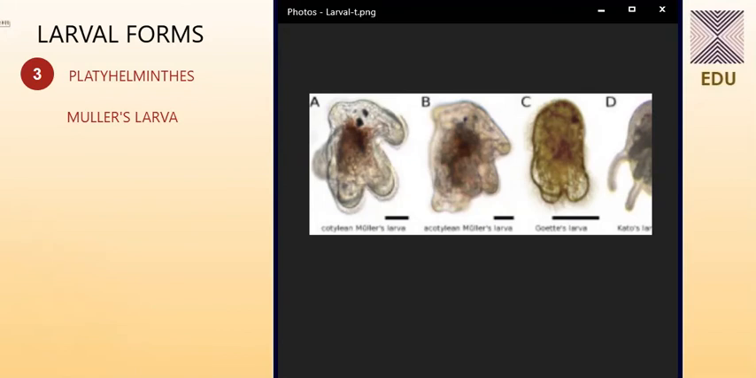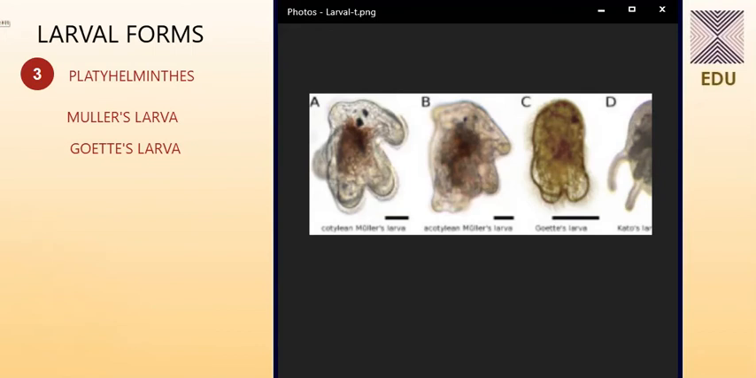Now students, after the Muller's larva, we have the second type of larval form in the Platyhelminthes, and this is called the Goethe's larva. If we take the C diagram into account, this is for the Goethe's larva. And this larval form is only and only present in the acotylians. So this is an important thing to note. Only the acotylians show the developing juveniles which are called the Goethe's larva.